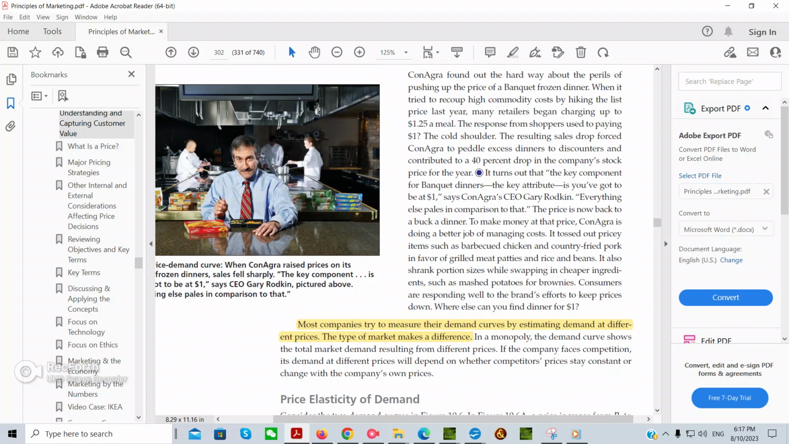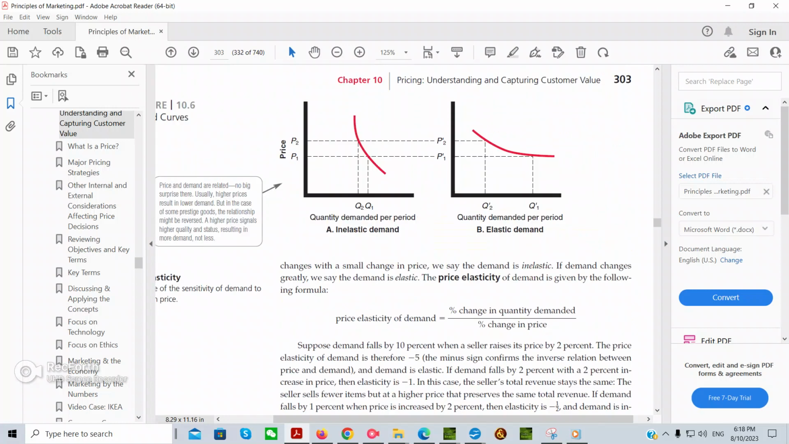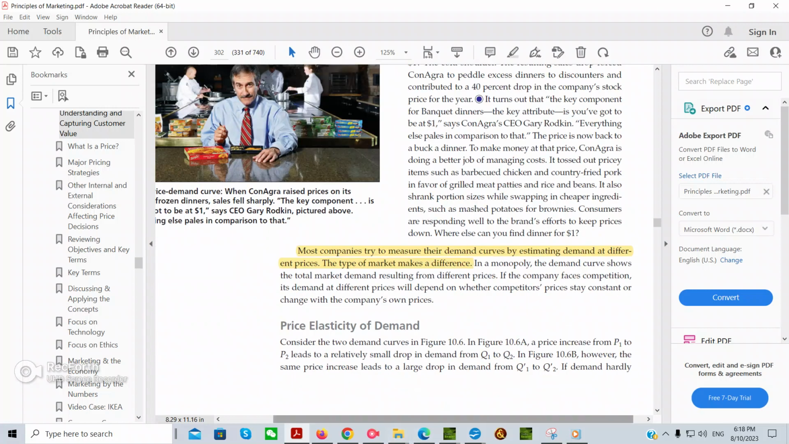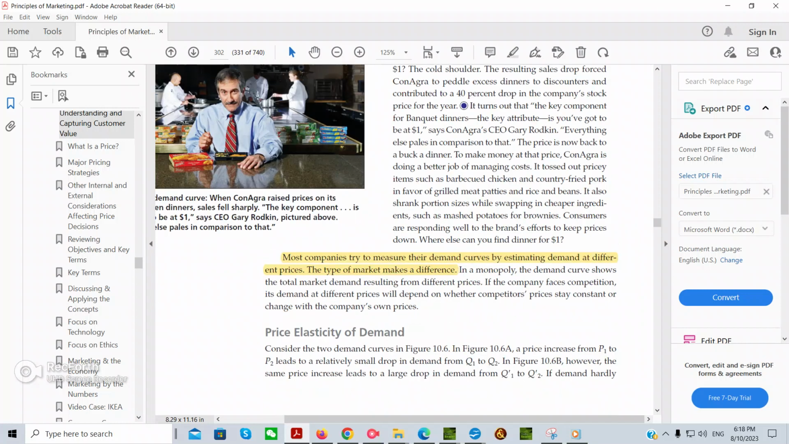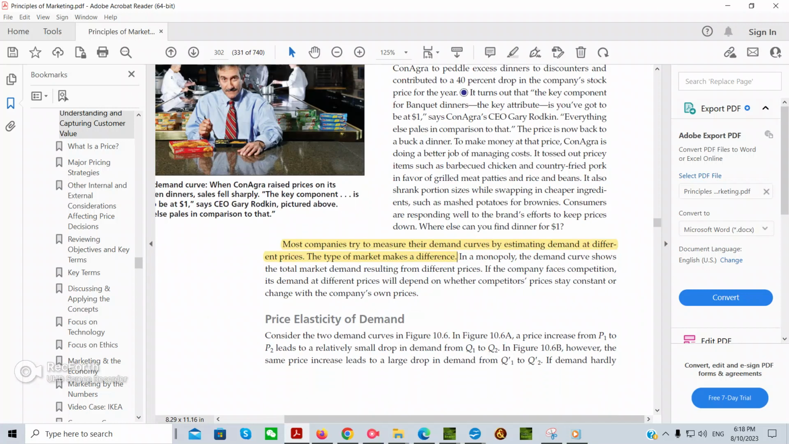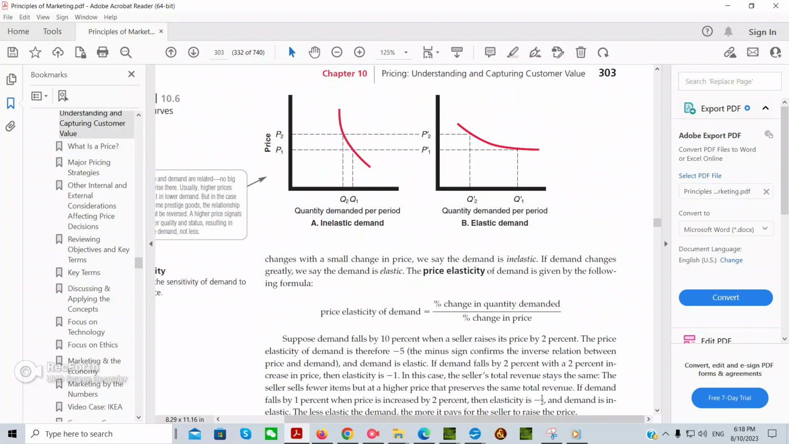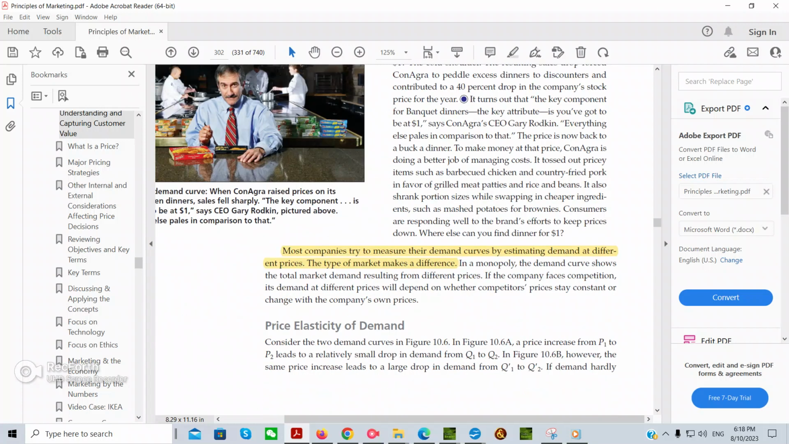In monopoly, the demand curve shows the total market demand resulting from different prices. If the company faces competition, its demand at a different price will depend on whether the competitor's price stays constant or changes with the company's new prices. Let's talk about price elasticity of demand, which is what I was talking about earlier.